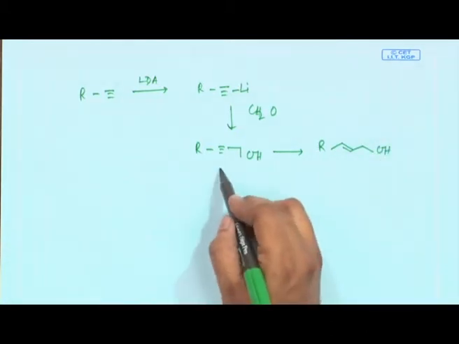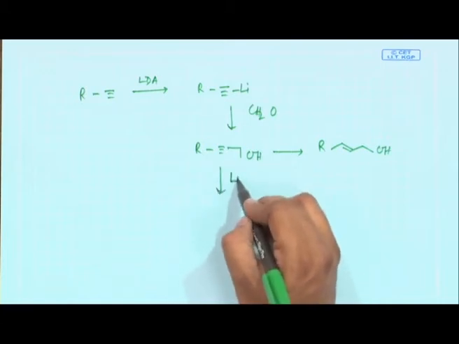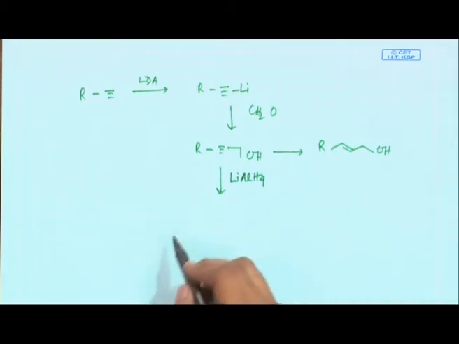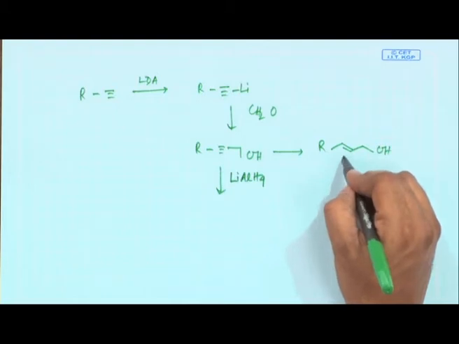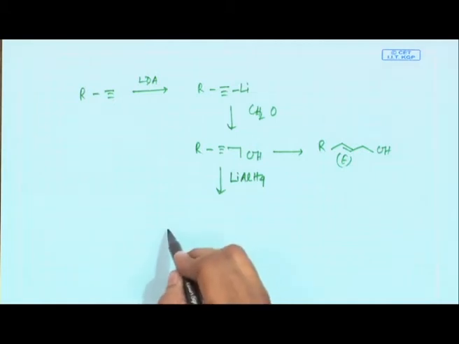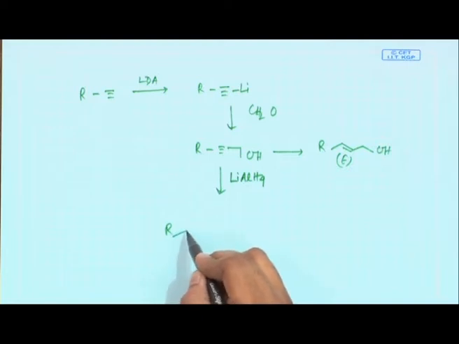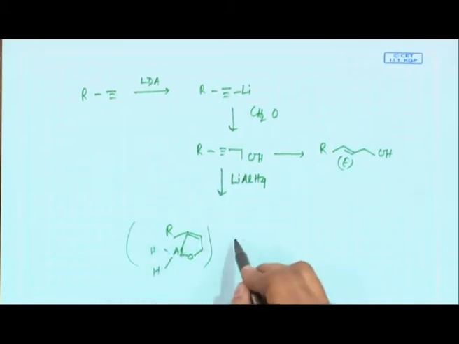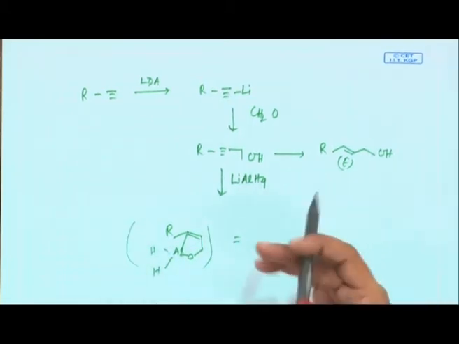Now, this is a very important reaction. If you subject this propargyl alcohol to lithium aluminum hydride, you will end up with the E geometry of this particular double bond. The reaction is supposed to take place in favor of some cyclic allene kind of intermediate, or you can write it in a better way, just change this intermediate.